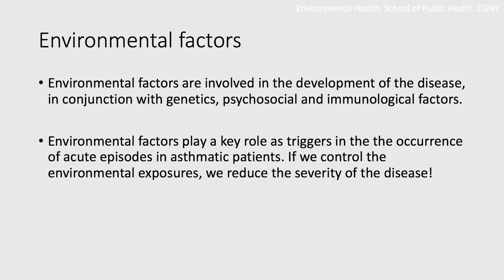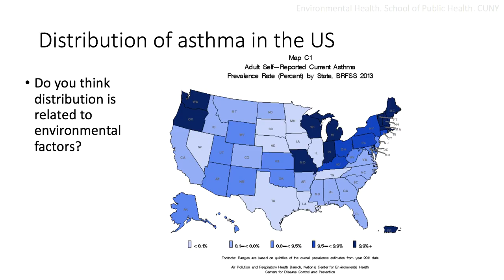As we saw previously, environmental factors are involved in the early development of the disease, in conjunction with genetic, psychosocial and immunological factors. But environmental factors also play a key role as triggers in the occurrence of acute episodes in asthmatic patients. If we control the environmental exposures, we reduce the severity of the disease. Please pause the video and look at the map. Do you think asthma is equally distributed?